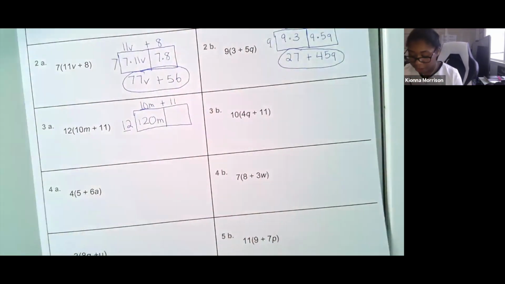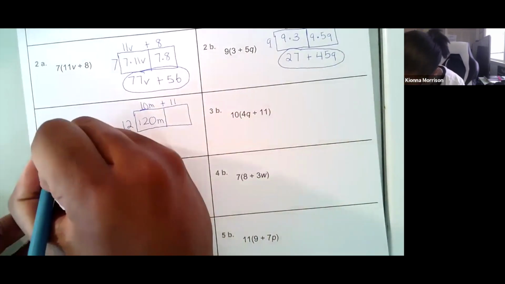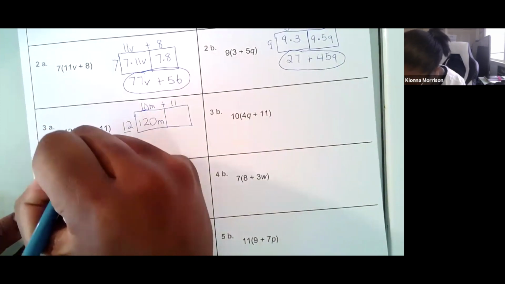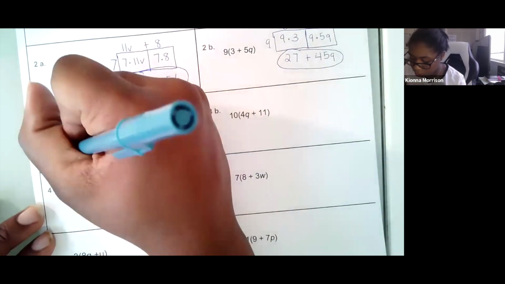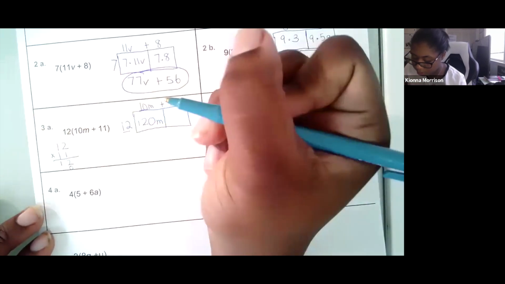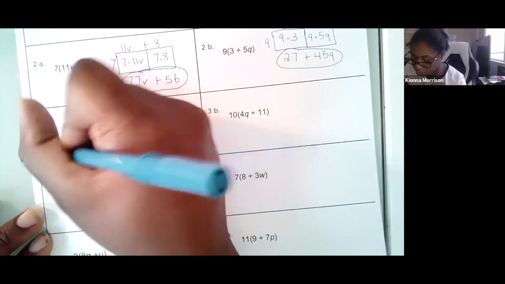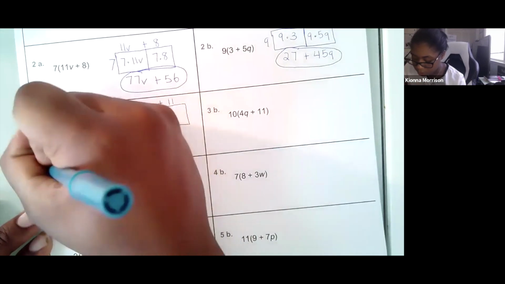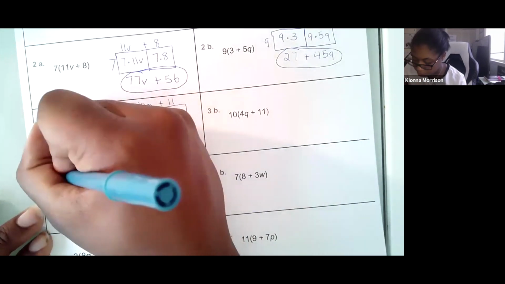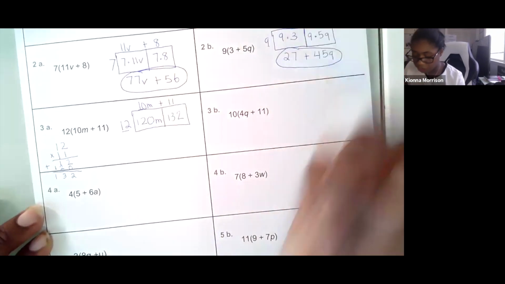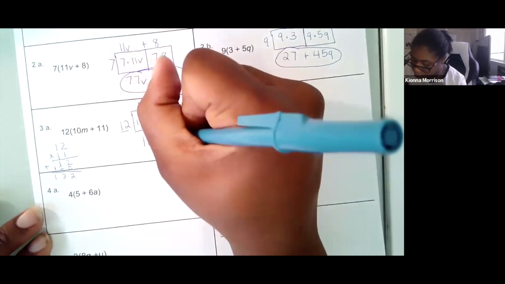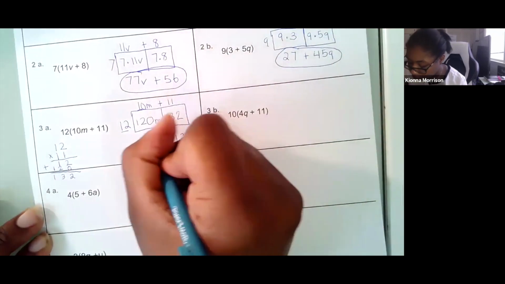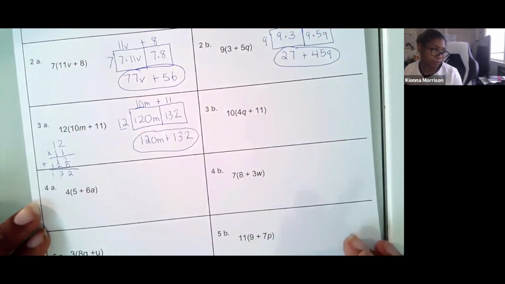If you're not sure what that is, you might not have your 12 times tables memorized. That's okay. You can use a calculator, but I always recommend solving it on your own and practicing. 1 times 2 is 2. 1 times 1, 1. Placeholder 0. 1 times 2 is 2. 1 times 1, 1. 2, 3, 1. 132. So now I'll have 120m plus 132. And my equivalent expression. Awesome.